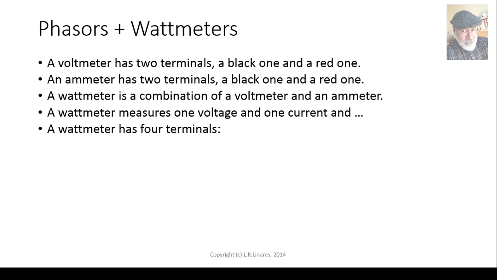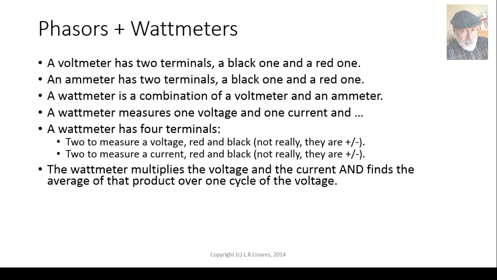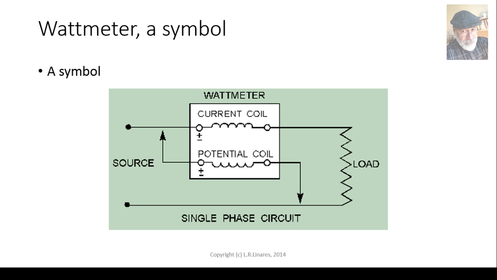A wattmeter has four terminals, right? It has two terminals to measure a voltage. They should have been red and black, but no, not really. They are positive and negative, or they have some other kind of notation on them. And it has another two terminals to measure a current. They are neither red and black. They are more often plus and minus. The wattmeter multiplies the voltage and the current and finds the average of that product over one cycle of the voltage. A wattmeter measures active power P. That's correct. The symbol of a wattmeter is something like this.